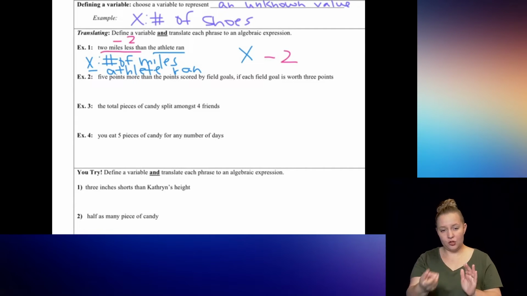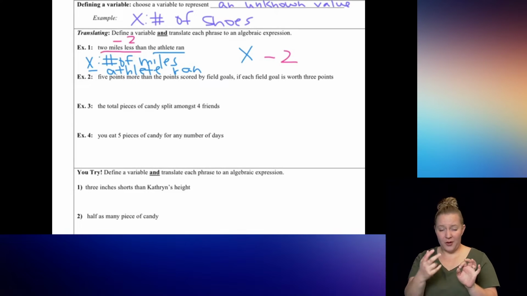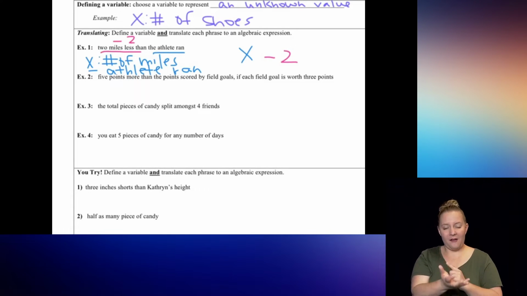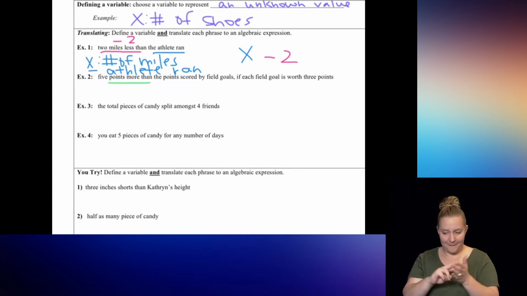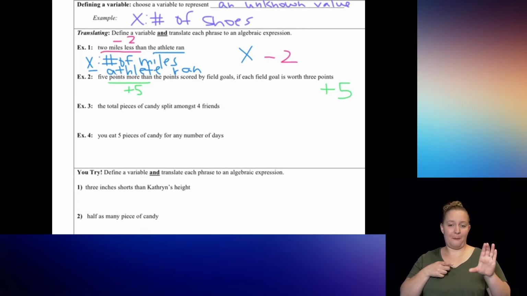5 points more than the points scored by field goals if each field goal is worth 3 points. So in this situation, 5 points more than, okay, so 5 points more than, which means that I know that my plus 5 is going to go at the end, right? So I'm just going to put that over there for now. The points scored by field goals, if each field goal is worth 3 points.